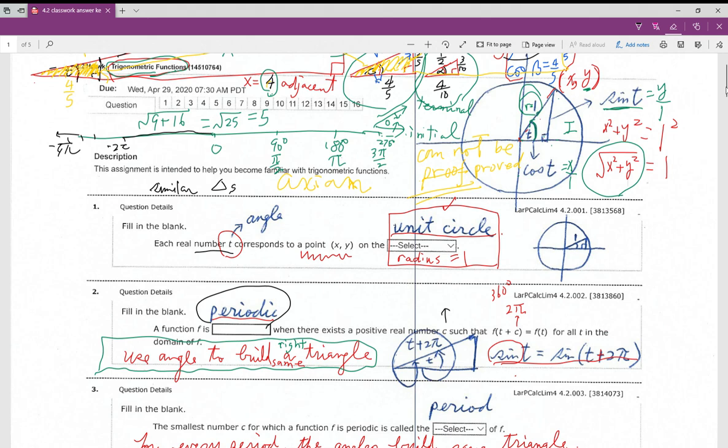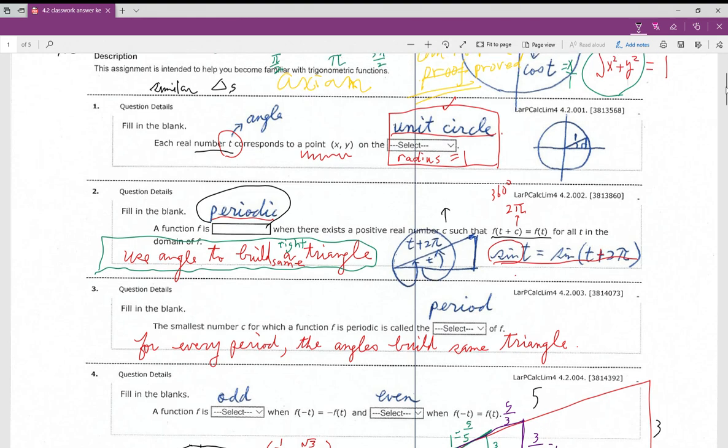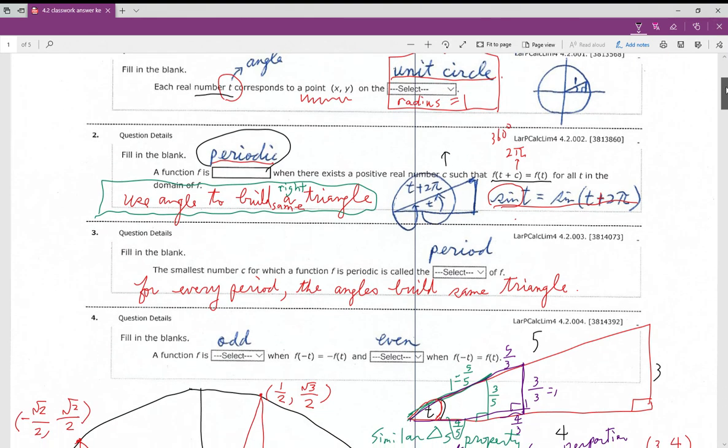a function being periodic, which means if your input plus a certain special number, it will go back to the same function value itself. We did talk about number 2 earlier. And then number 4, very easy. We learned that from chapter 1. If a function is odd, then it follows this. And if a function is even, then it follows this.